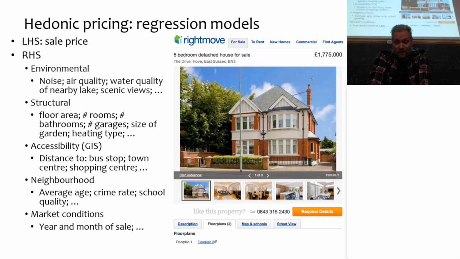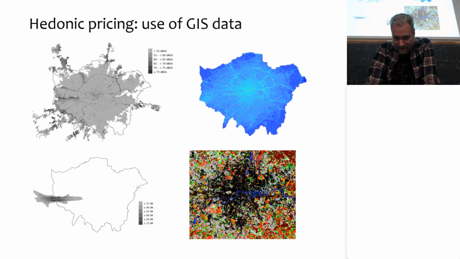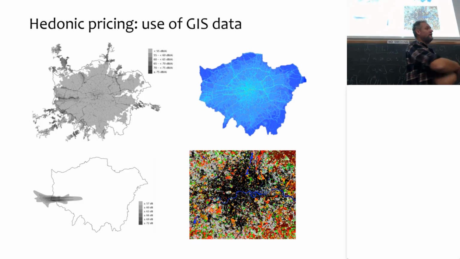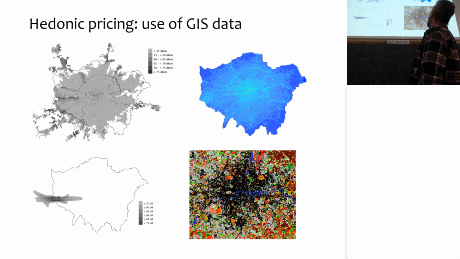So that's why you need to use multiple regression, right? And often this is done spatially. Geographic information systems come into play. Okay, two of these maps I understand.